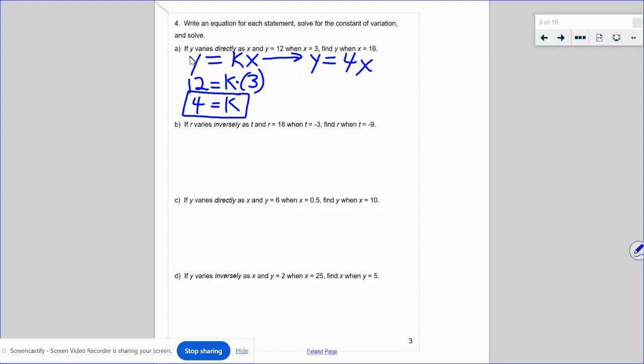Now we're ready to actually solve what we're looking for. It says find y when x is 16. So we're looking for y when x is 16. So that's kind of nice because now it just says y equals 4 times 16. So we just multiply 4 and 16 together to get our actual answer of 64.